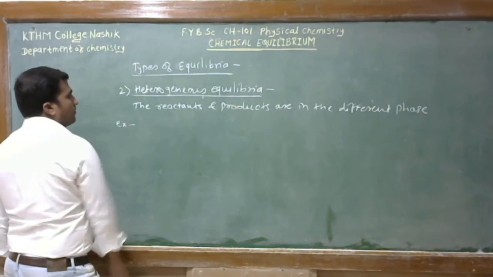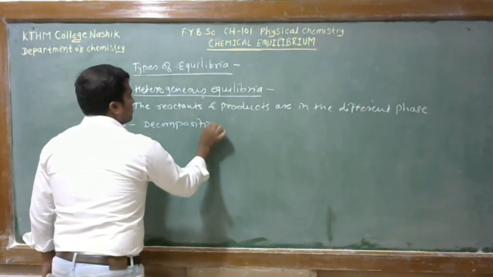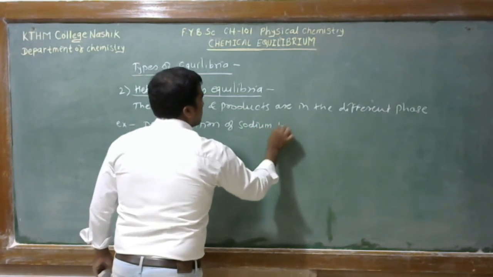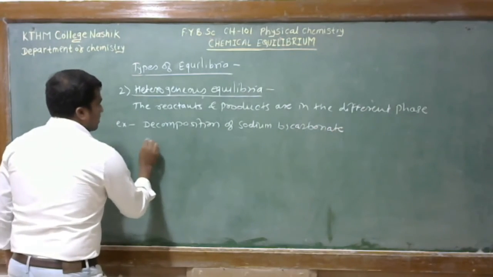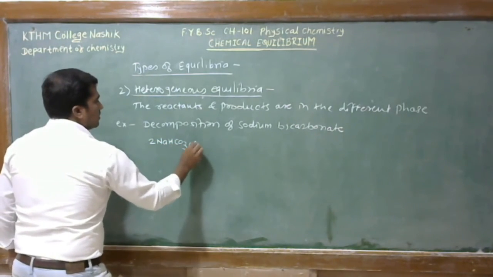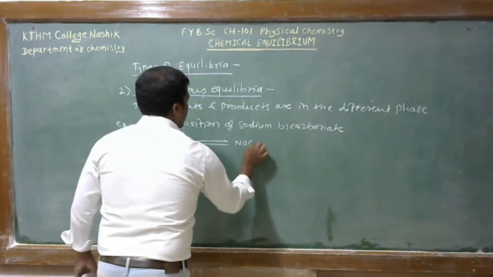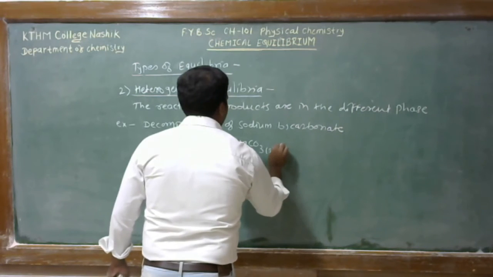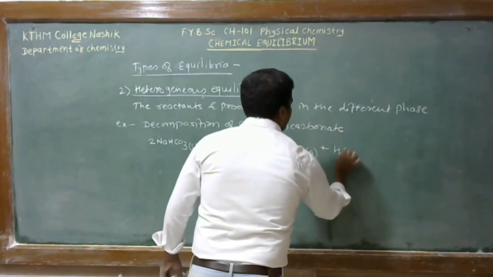Examples. First example is the decomposition of sodium bicarbonate. 2 moles of NaHCO3 decomposes into Na2CO3 plus carbon dioxide gas plus H2O.